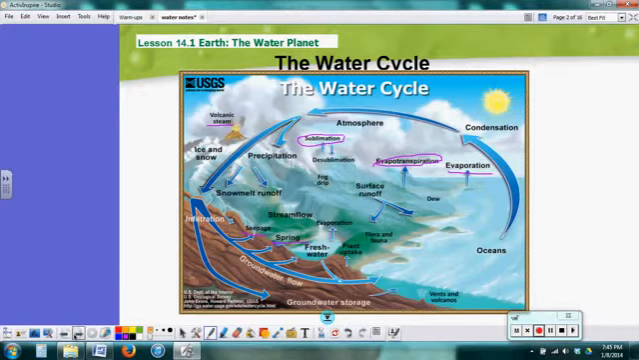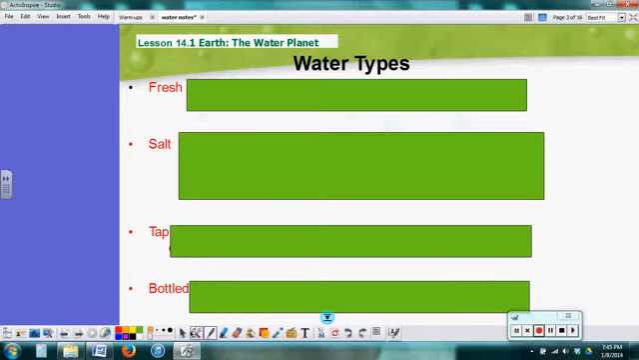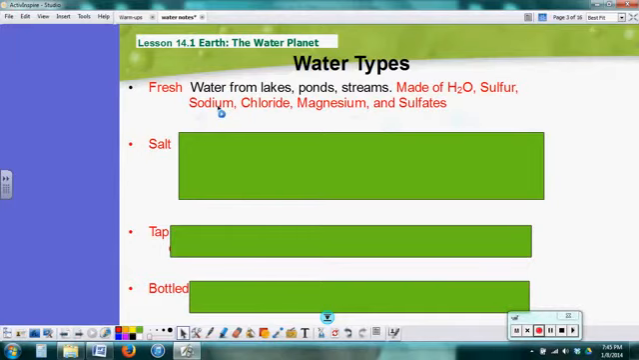All right, moving on. Water types. You need to make sure you write these down. Freshwater, saltwater, tap water, and bottled water. There is a difference between all of them. Freshwater, again, you don't only have to write down what's in the red. Water from the lakes, ponds, and streams, made of H2O, water. There's sulfur, sodium, chloride, magnesium, and sulfates in it. Sodium being salt, NaCl. It's just a little bit, not too much.